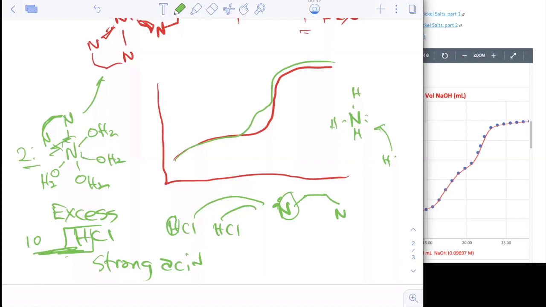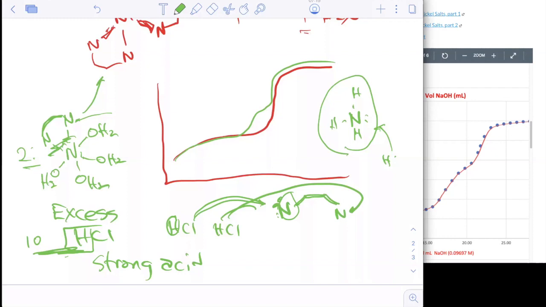But look what happens to ethylene diamine. Ethylene diamine is like ammonia. It's got a lone pair in there. And the hydrochloric acid wants to be attracted to that lone pair. When it protonates that nitrogen in ethylene diamine, it breaks the nickel-nitrogen bond. And in fact, it takes 2 hydrochloric acid for the 1 ethylene diamine. It's a 2-to-1 ratio. 2 hydrochloric acid for every 1 ethylene diamine.